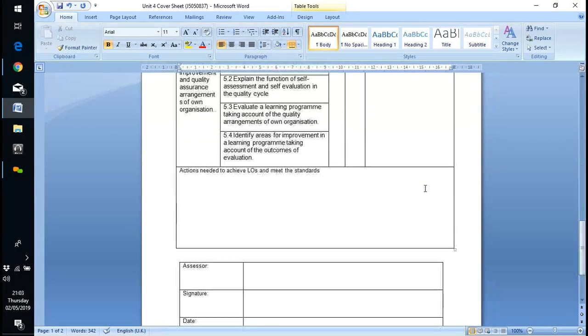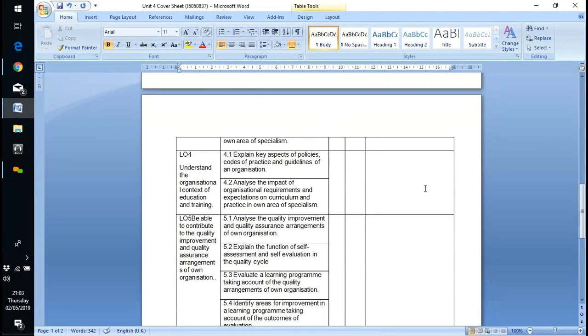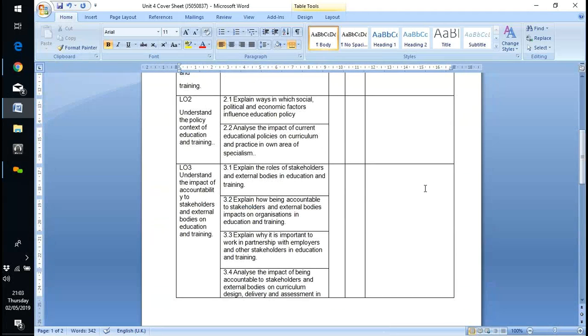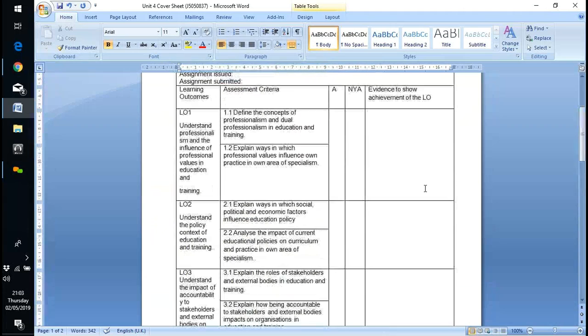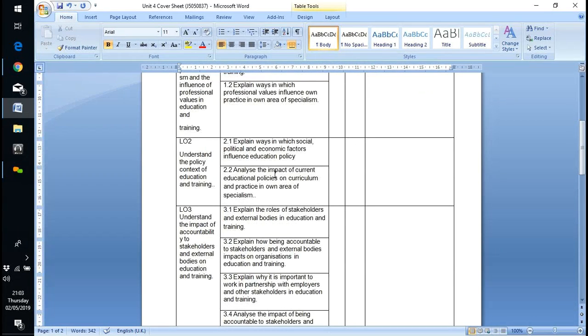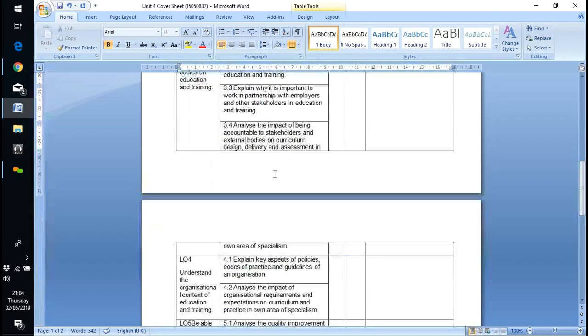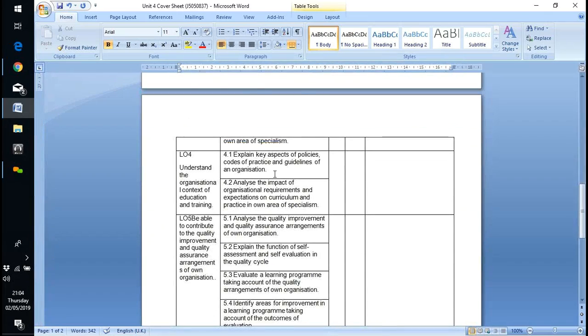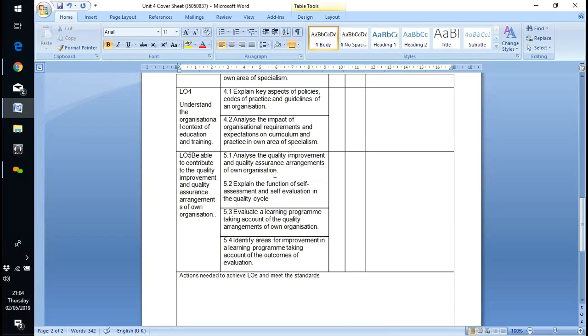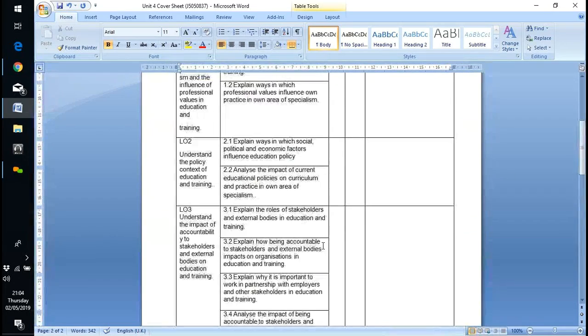So this one has got 5 learning objectives, some of which only have 2, some have more than 2. L01 is 2, L02 is 2, L03 is actually 4, but again you've only got 2 for that, and you've got 4 for 5.